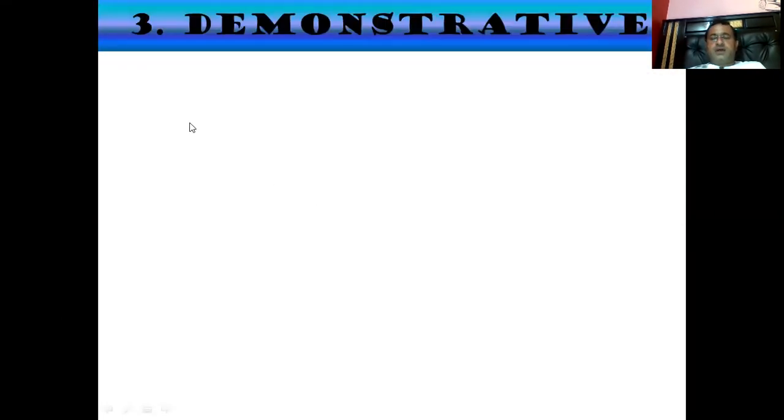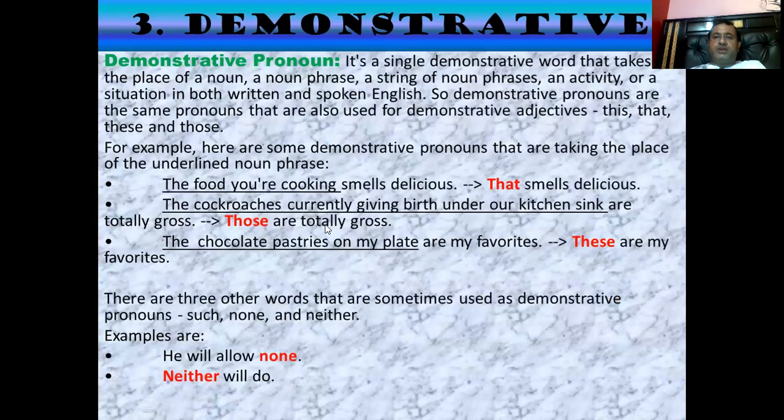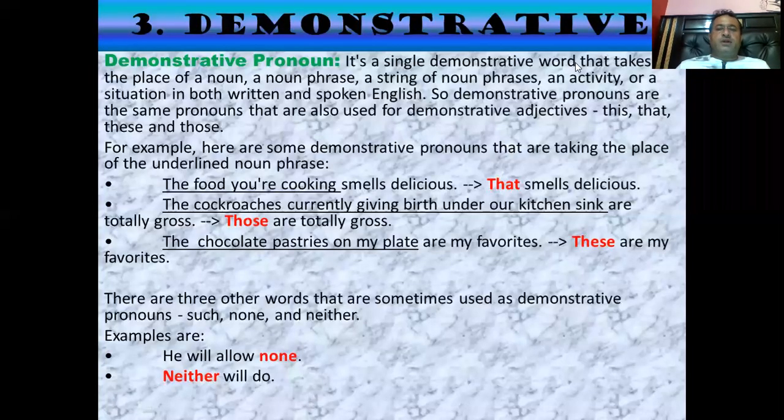So this was the possessives, and now we have the third kind of determiner, that is the demonstrative. Demonstrative means to point out. So it can be a demonstrative pronoun or a demonstrative adjective. The same word can be used as a demonstrative pronoun and the same word can be used as a demonstrative adjective. The very common words used as demonstrative pronouns or demonstrative adjectives are this, that, these, and those.